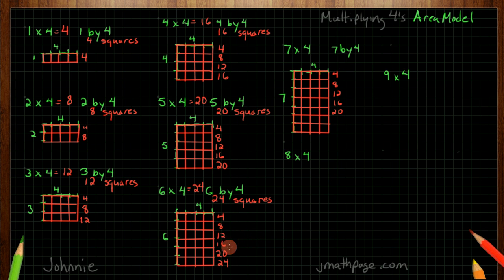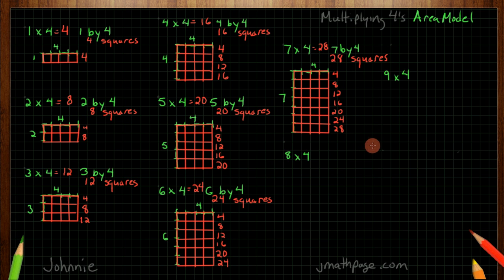6 rows of 4 will give us 24. Now we have to add on the last row here: 24, 25, 26, 27, 28. So we know that a rectangle that is 7 by 4 will give us 28 squares in area. There are 28 squares in here. So we'll write that down, 28 squares. That also tells us that 7 times 4 equals 28.